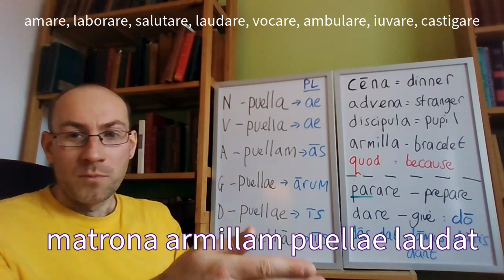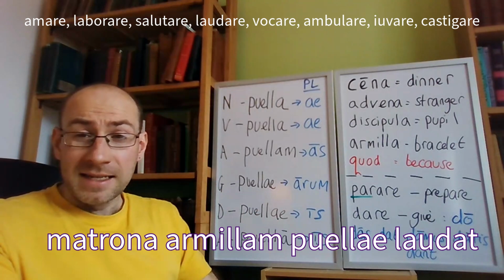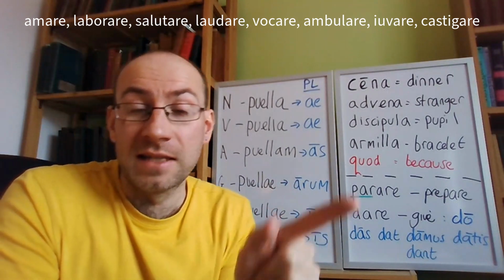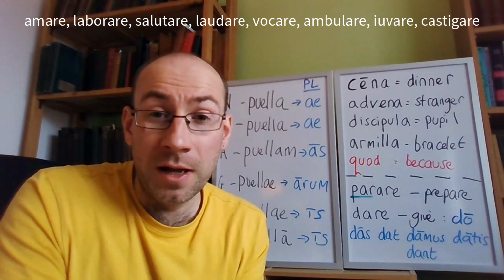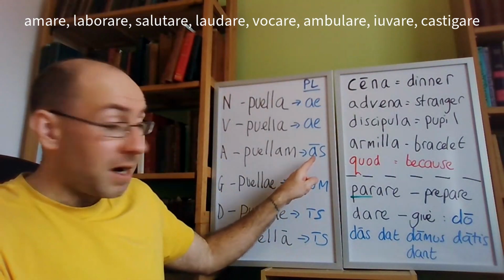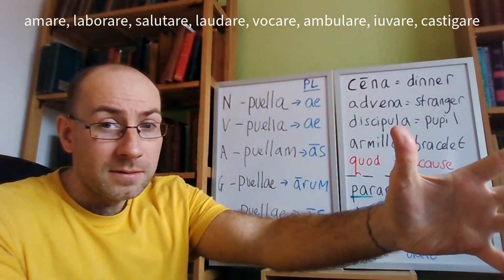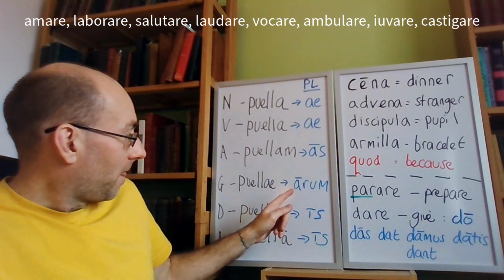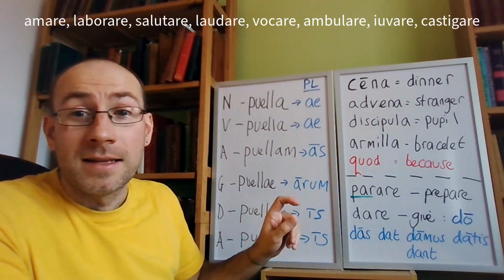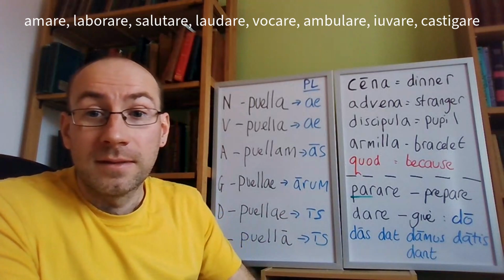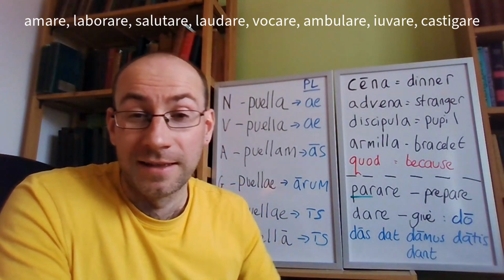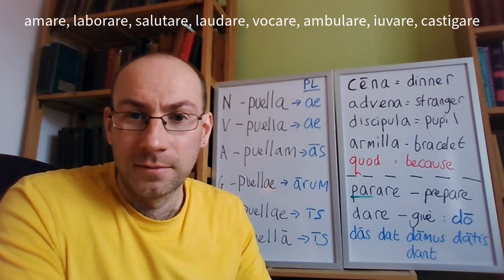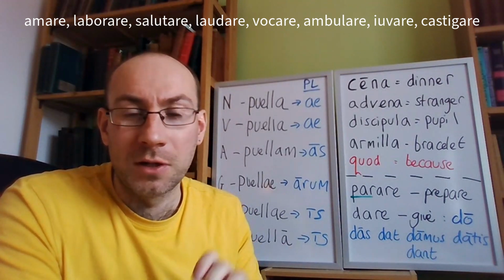Same sentence, but we've got more than one bracelet and more than one girl. The matron praises the bracelets of the girls. Genitive plural. What's that going to be? Matrona armillas, direct object, the thing she's praising, puellarum laudat, or amat, she loves it. Loves them. Matrona armillas puellarum laudat et amat. Or she praises it because she loves it. Laudat quod amat. Matrona armillas puellarum laudat quod armillas amat, because she loves the bracelets.